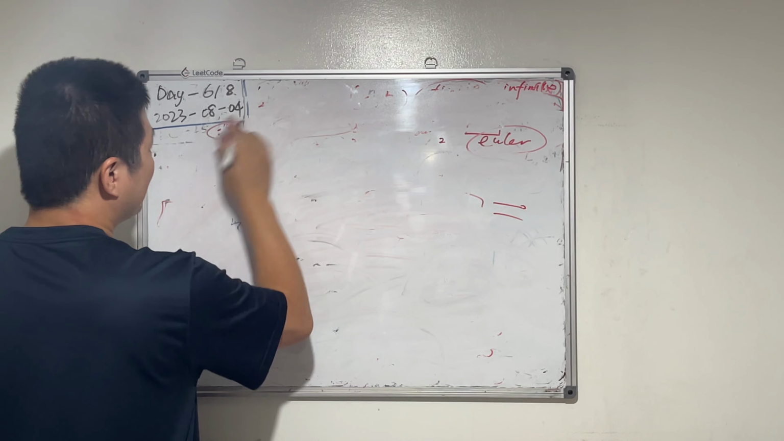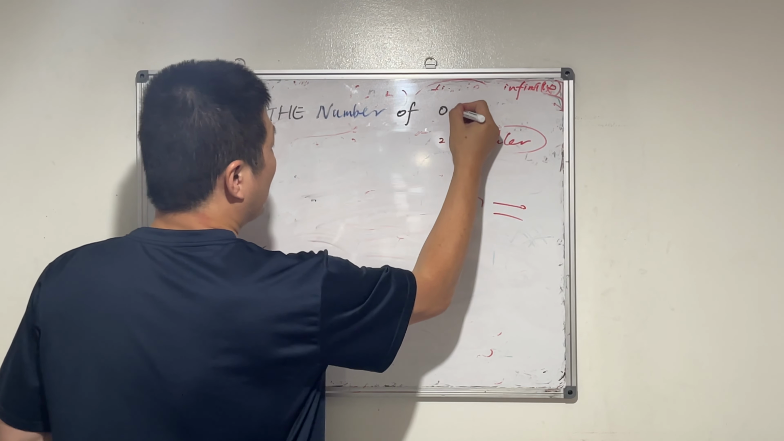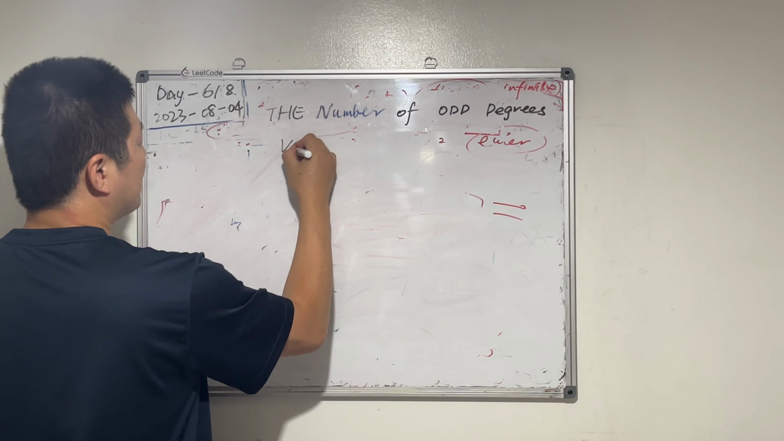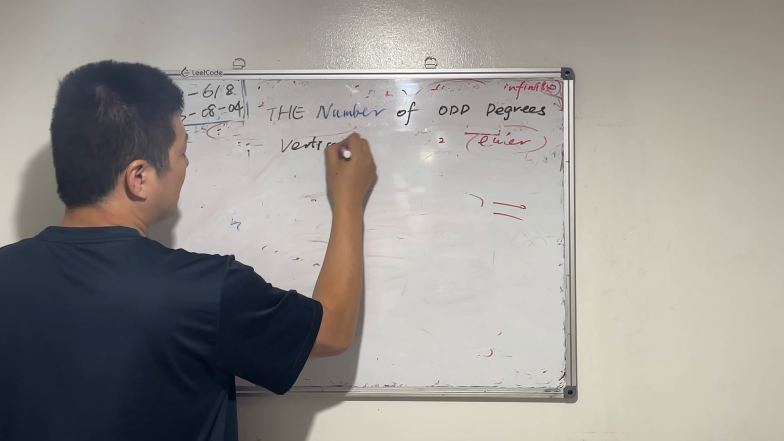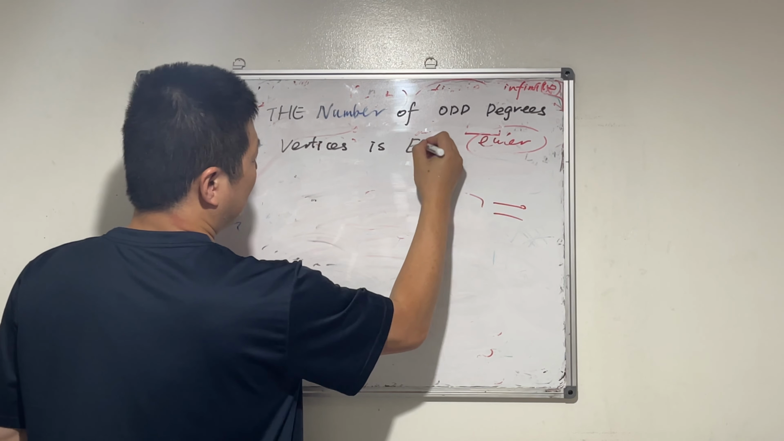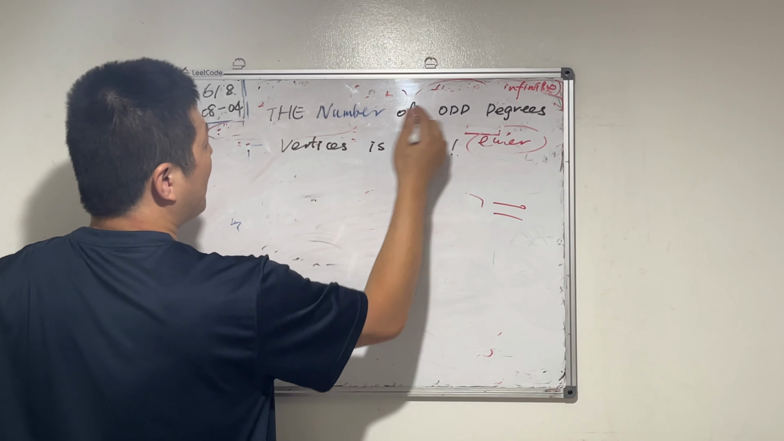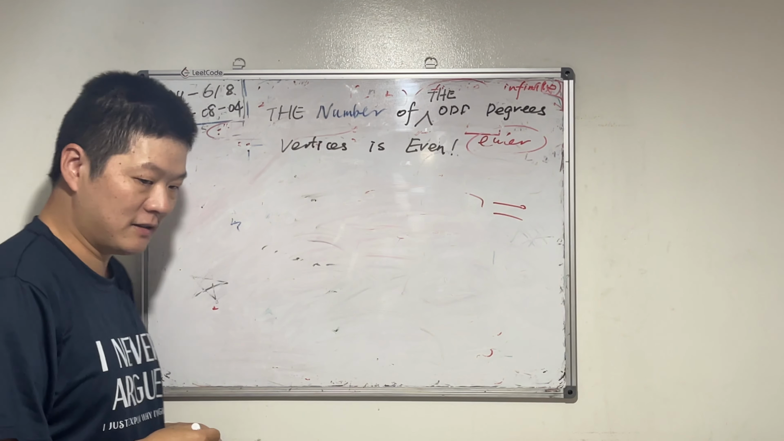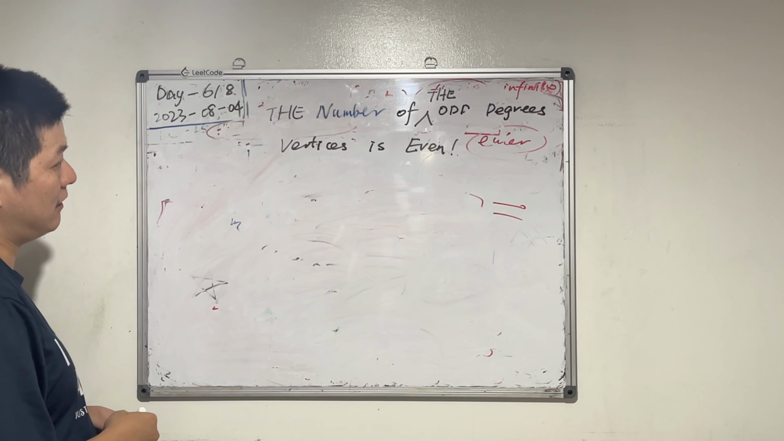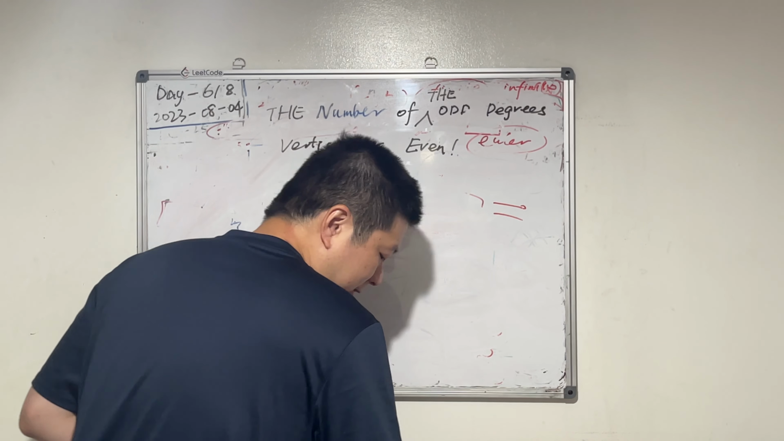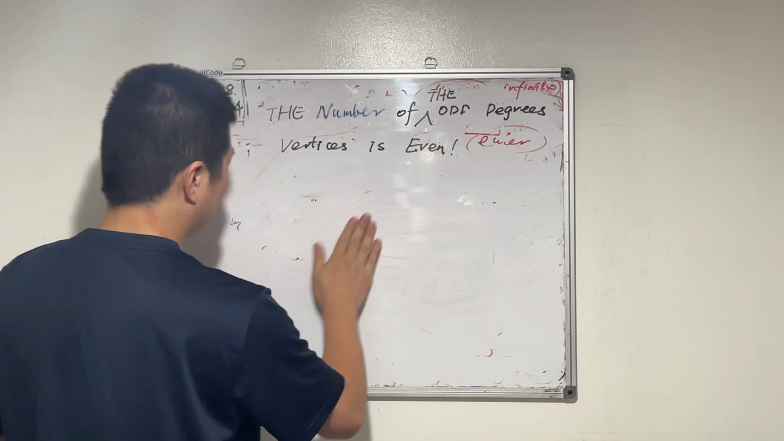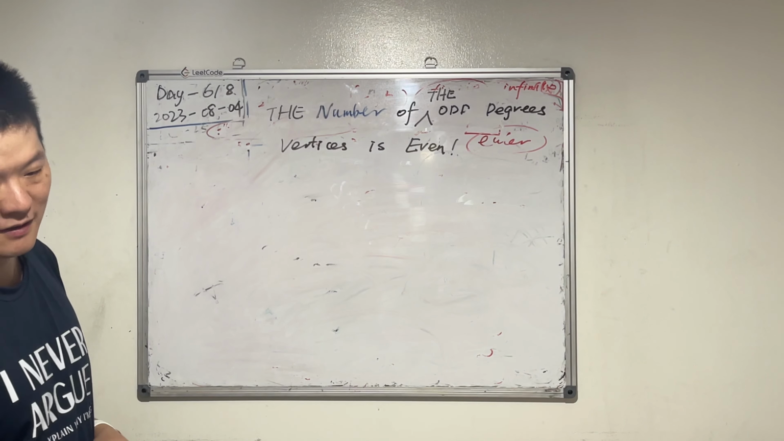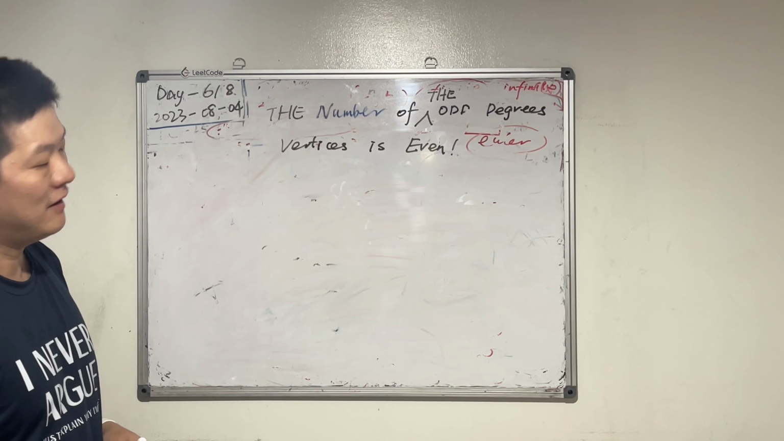Okay, let me write the conclusion here. The number of odd degree vertices is even. That's not vertex, that's vertices. Okay, it doesn't matter. Plural, singular, it doesn't matter as long as you understand. The number of odd degrees is even. I'm talking about the number.